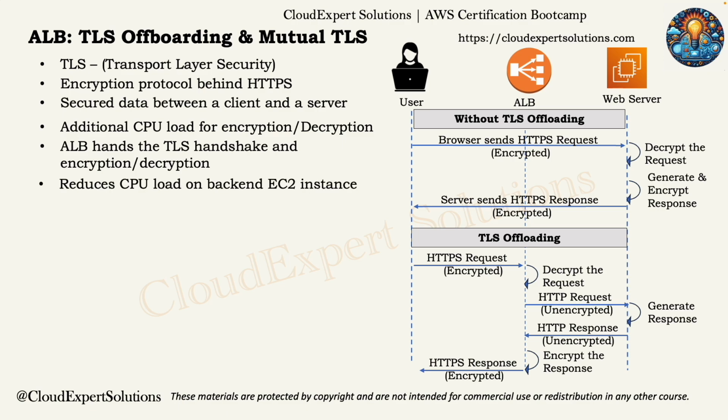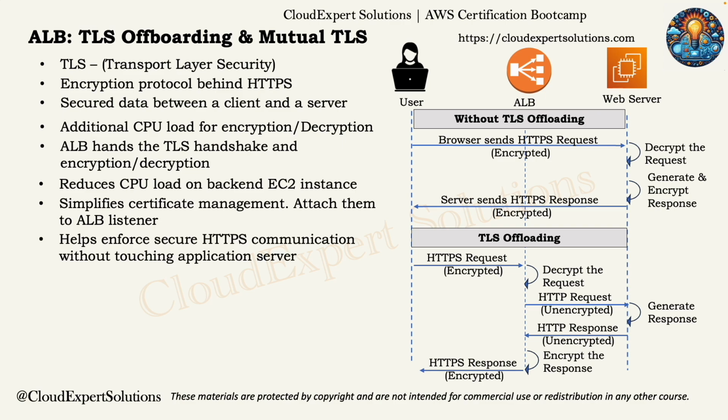With TLS offloading, you can reduce the CPU load on your backend EC2 instances because now EC2 instances don't have to handle the TLS processing, and it will also simplify certificate management. You can upload your SSL or TLS certificate to AWS Certificate Manager and attach it to your ALB listener. TLS offloading will also help enforce secure HTTPS communication without even touching your application servers.